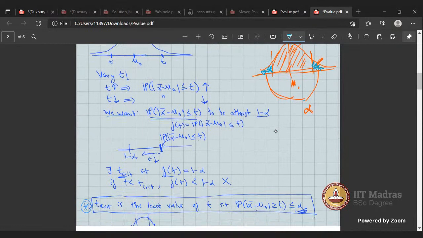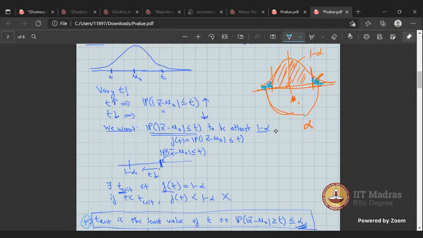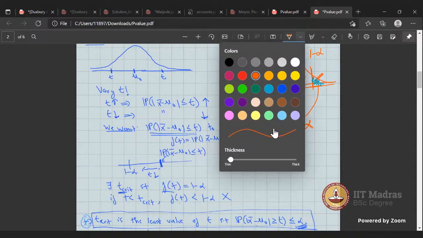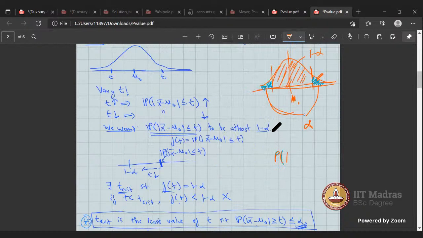So what we want is the probability that mod of x bar minus mu naught is less than some value, let's say some c. We want this probability to be at least 1 minus alpha. It means we want this thing to be accepted, like you want at least this.